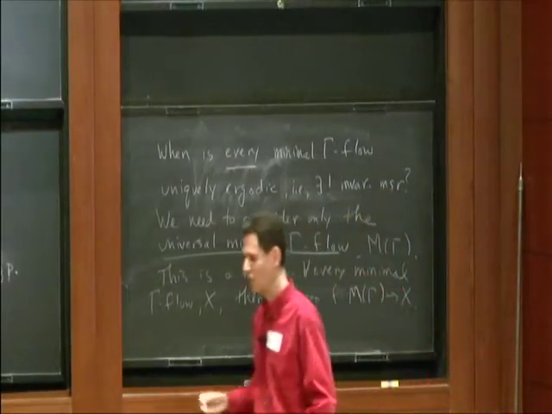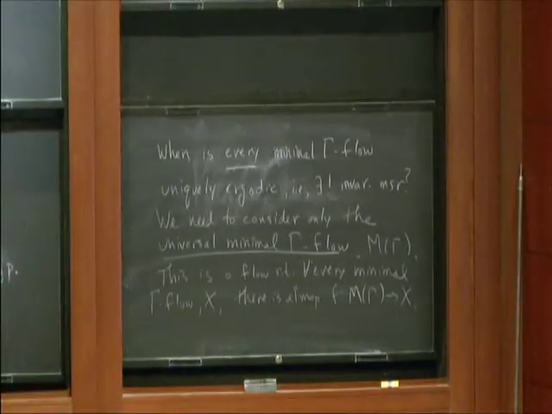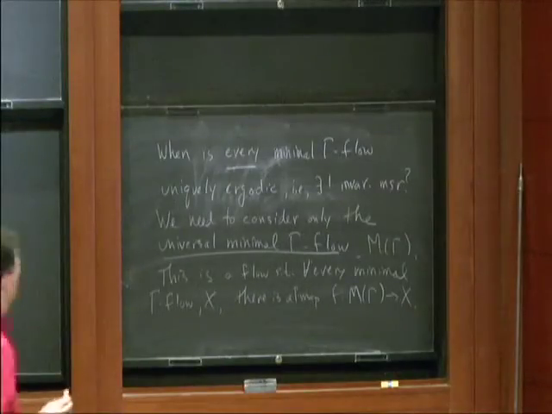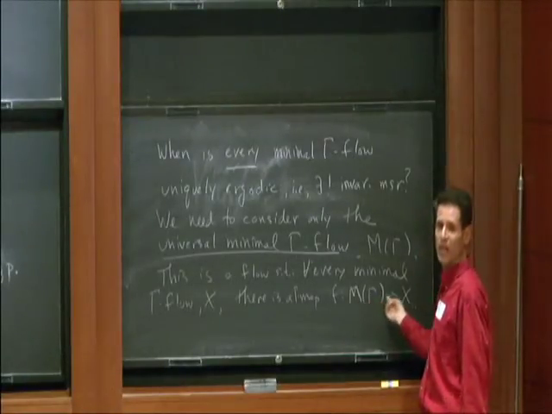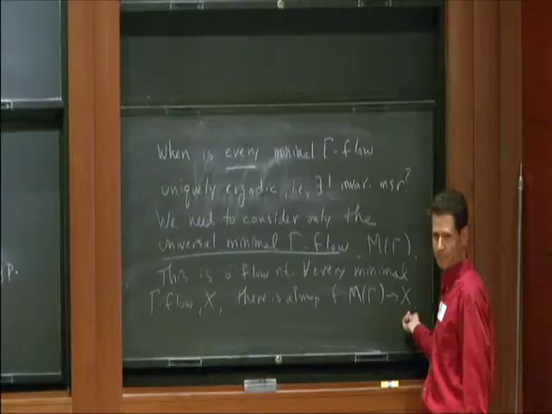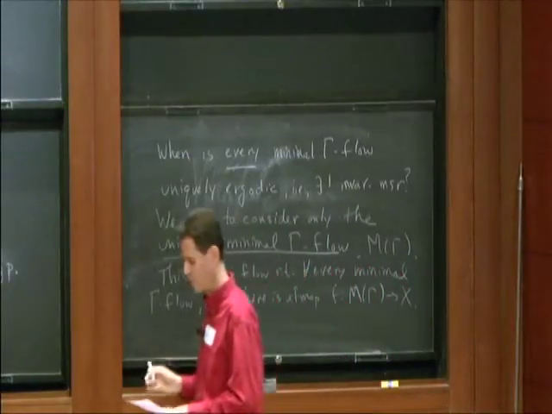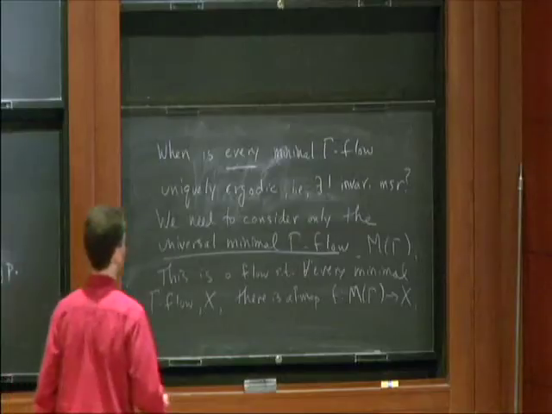To say that x factors through M of gamma means there's a gamma map f from M of gamma to x. A gamma map is one that intertwines the gamma actions, commutes with the action of gamma. So you can figure out what happens on x by knowing what happens on M of gamma and just pushing it forward by f. And it's not so hard to show that if there's a unique invariant measure for M of gamma, then there's a unique one for x. So it reduces to figuring out what happens for the universal minimal gamma flow.